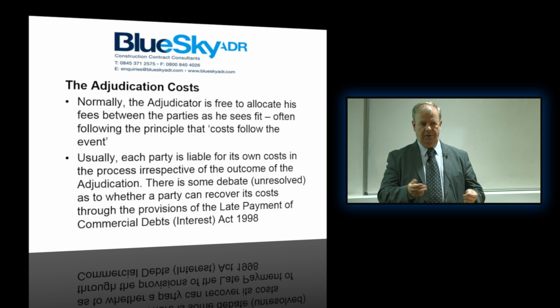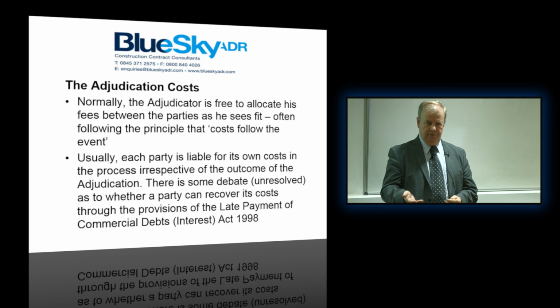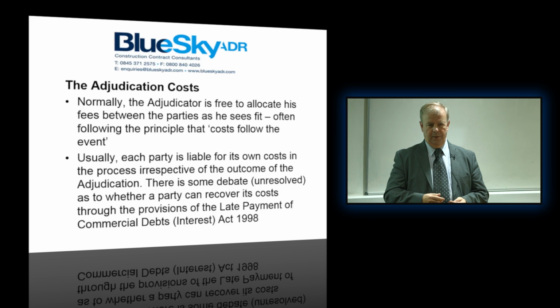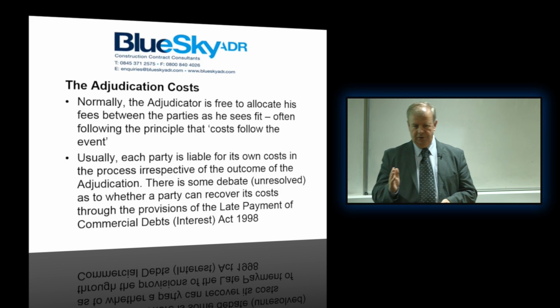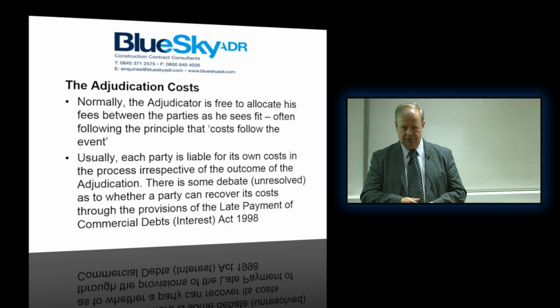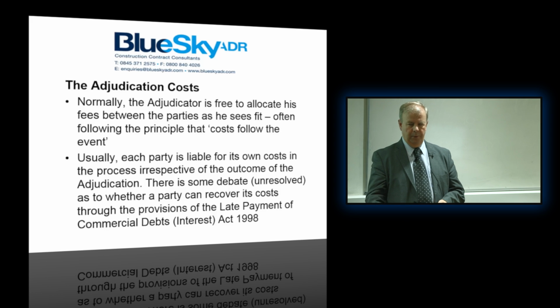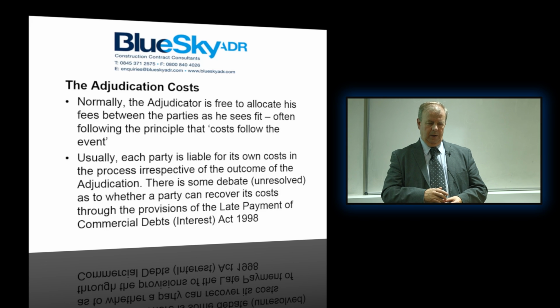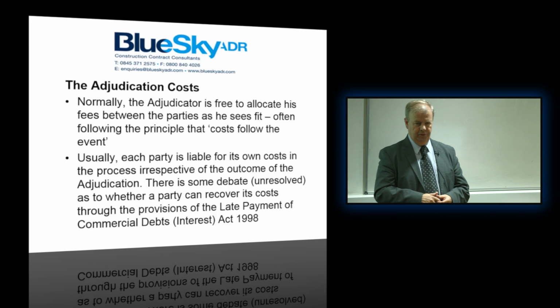If the dispute's only £25,000 and the adjudicator's going to charge a fee of £25,000, let's say, then it makes you think, well, is there any point in going to adjudication? Apart from that, the adjudicator normally charges on the basis of costs follow the event. What that means is that if a party wins the adjudication, then the losing party would normally be responsible for his fees. There's no set rule on this. This is just the general rule that adjudicators follow.